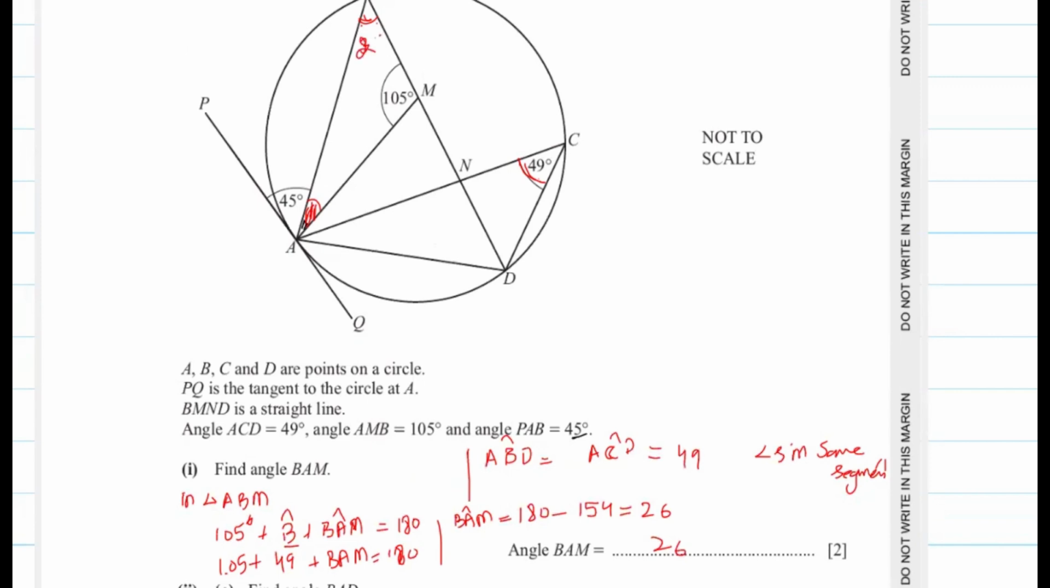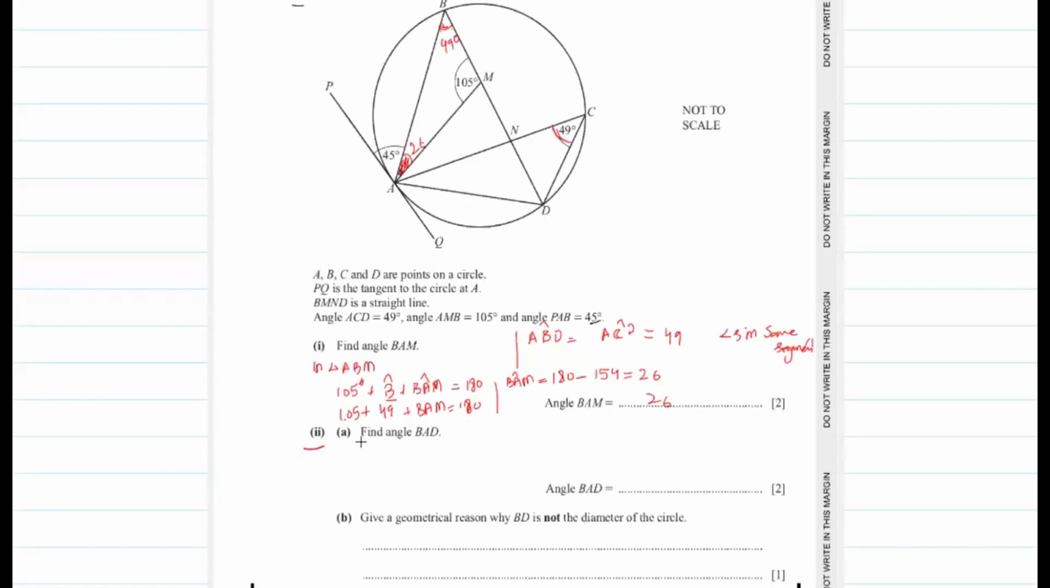This 26 degree. Part second, find angle BAD. This is the angle BAD. We have to calculate. And look here, this is the triangle BAD. In this triangle, one angle is 49. Other angle, we name it as BDA. And the third angle is BAD. And the sum of interior angles is 180. If we calculate this angle, we can get this angle.